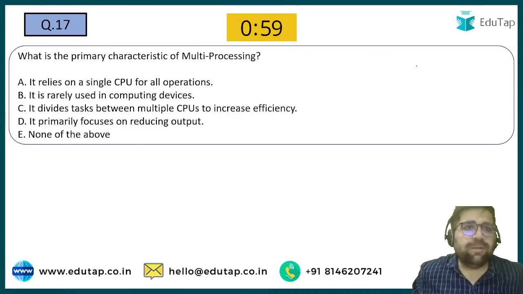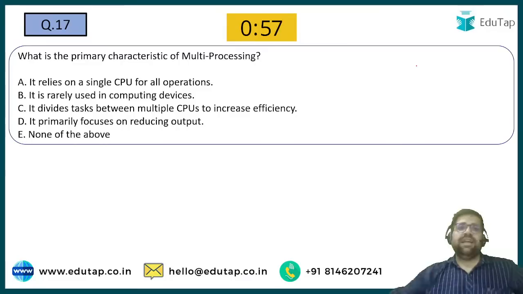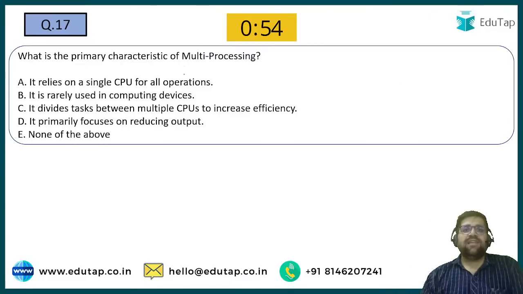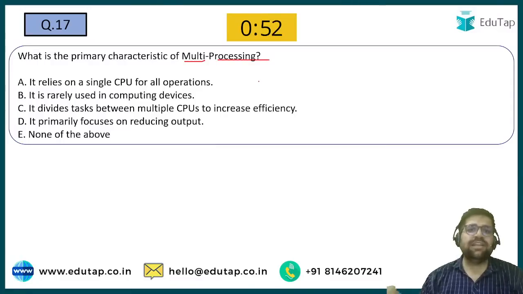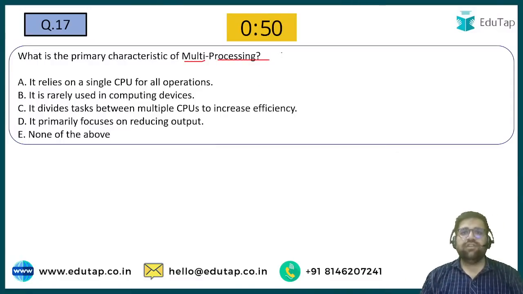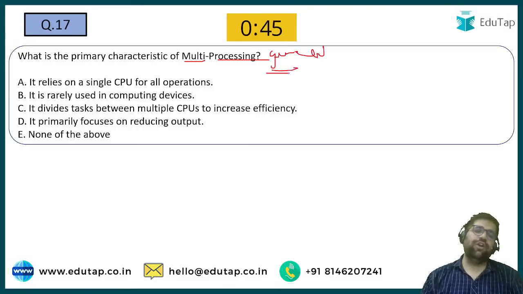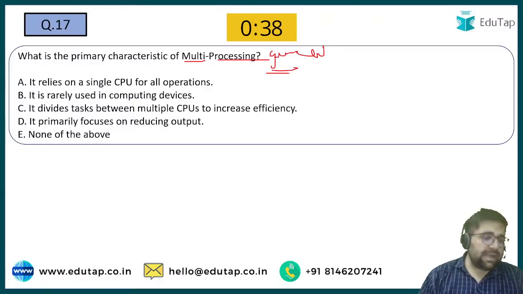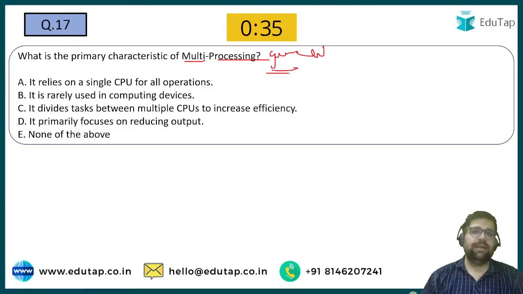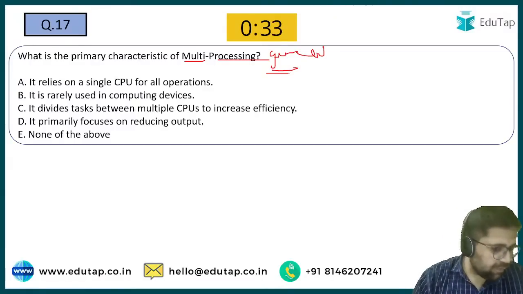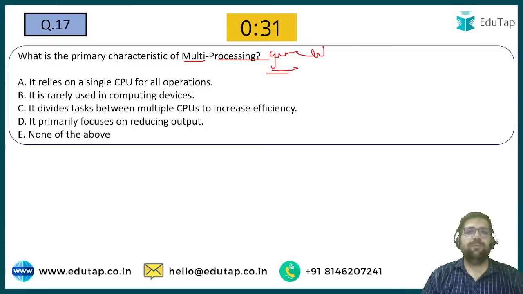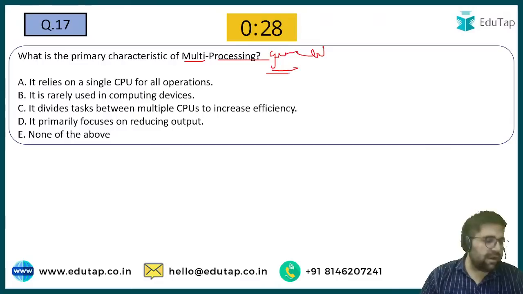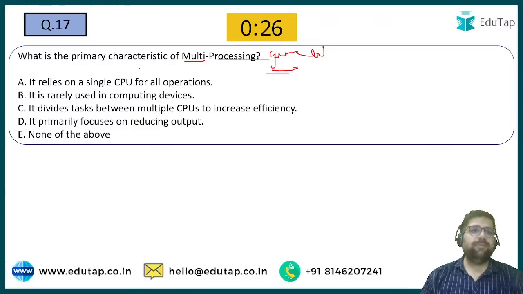Now let's move to question number 17. What is the primary characteristic of multiprocessing? As the name suggests, multiprocessing. So what is the meaning of multiprocessing? Now this is a level of NABARD. This is a journal question, I would say. Even a student who does not have any knowledge regarding computer can attempt it. Multiprocessing means what? Sometimes we also say multi-working or something of that kind. Question number 17. What is the primary characteristic?